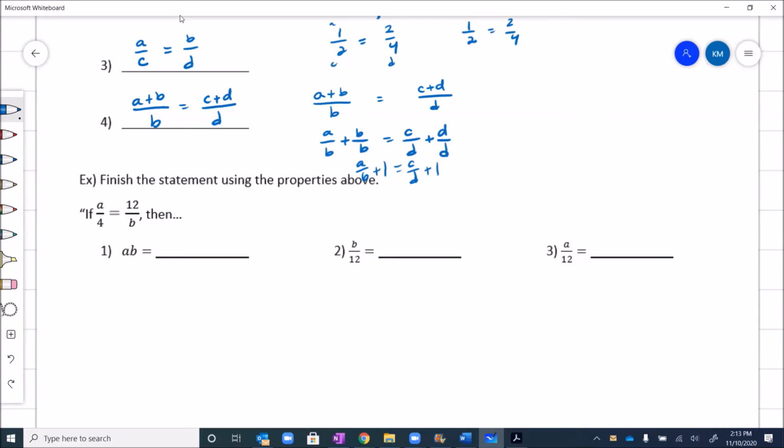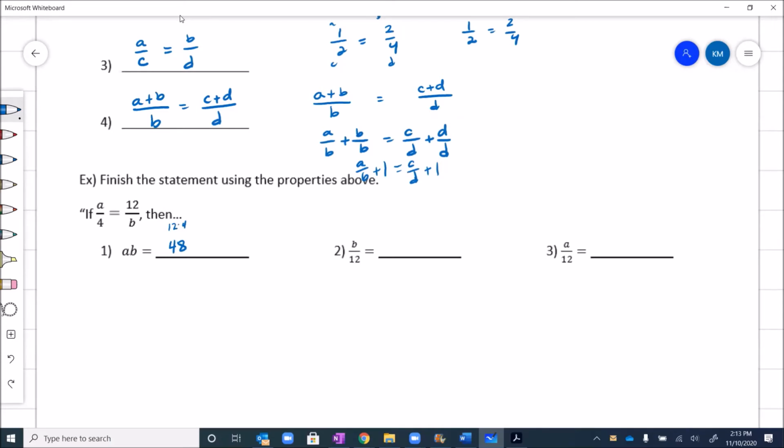All right, so here goes. Let's finish the statement using the properties above. A over 4 equals 12 over B. So if A over 4 equals 12 over B, then AB looks like they're cross multiplying. Cross multiplying 12 times 4 would be 48. All right, so we got there doing 12 times 4.